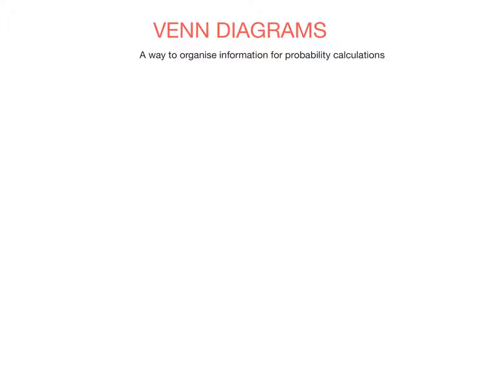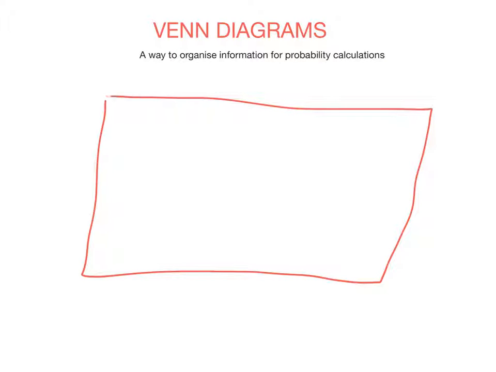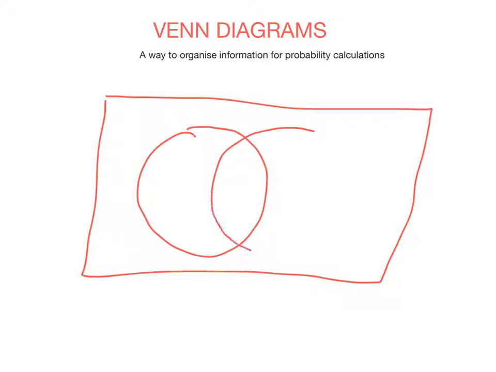So Venn diagrams, for our purposes, are just used to organise information to make probability calculations easier. You've probably seen them before. They look like this. You have a big rectangle here, and that represents the universe, the set of all possible outcomes. Then we have two circles, and I'll call them A and B. A and B are sets of events.